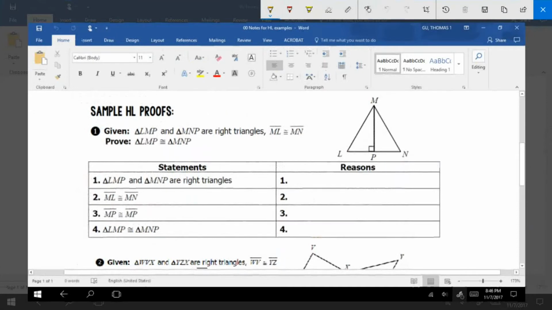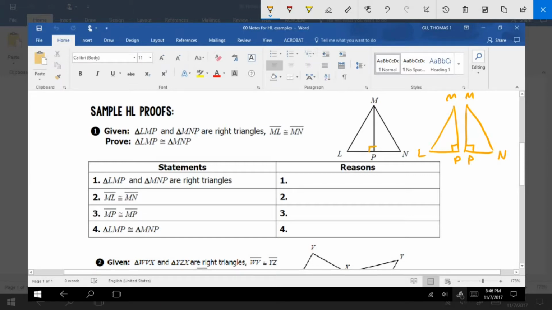Same thing as always. Go into the given and label your picture. So let's draw it into two pictures once again. Boom, boom, boom. L, P, M, and then M's up here, P's right here, and N is over here. Okay, so take a look. Given triangle LMP and triangle MNP are right triangles. That means look at the right angle. It's right here. So I'm going to go ahead and draw the right angle right here.